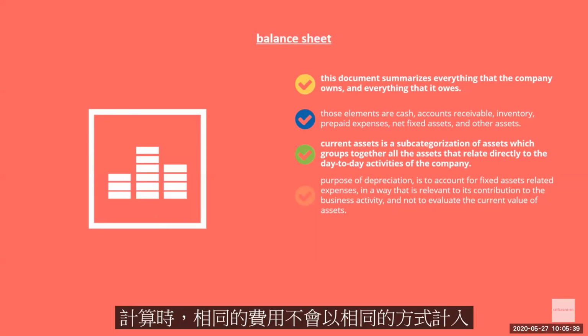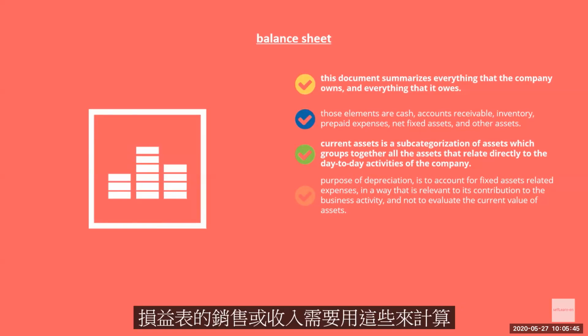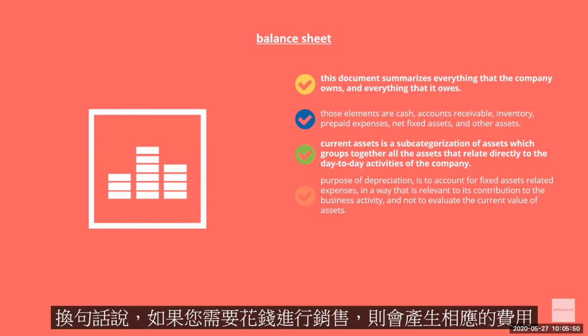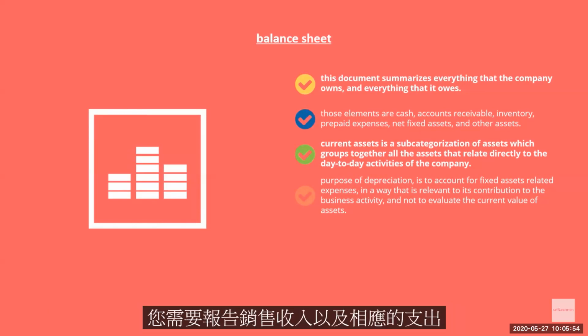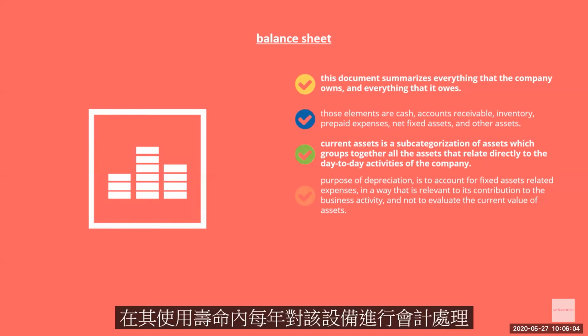But that same expense is not accounted for the same way when it comes to calculating the profitability of the company. As we will see when we deep dive into the income statement, sales or revenue need to be accounted for with its corresponding costs. In other words, if you need to spend money to make a sale, you need to report the revenue from the sale and the corresponding spends at the same time. So when you buy a $1 million piece of equipment that is going to be used for 10 years to produce goods, the accounting standard requires you to account for that equipment every year during its useful life.